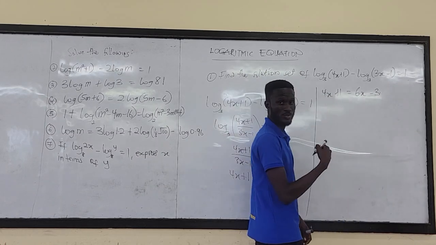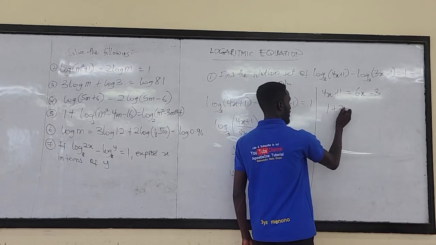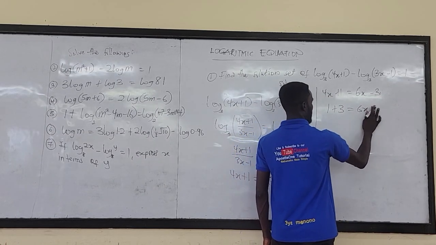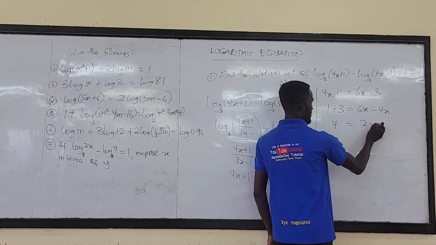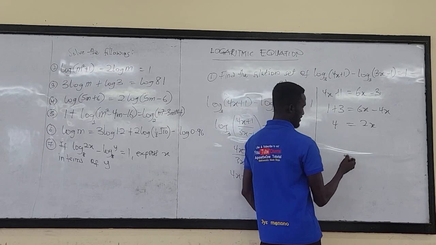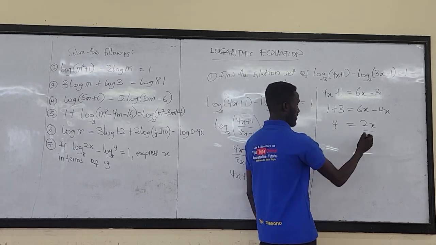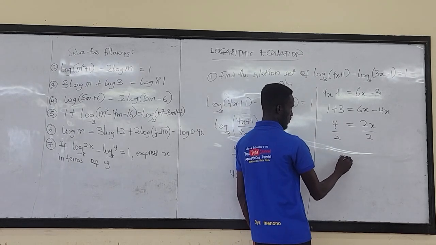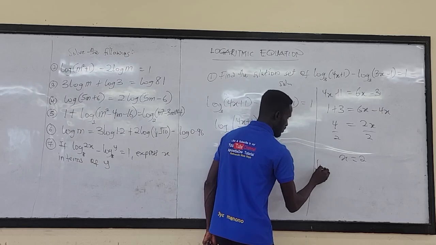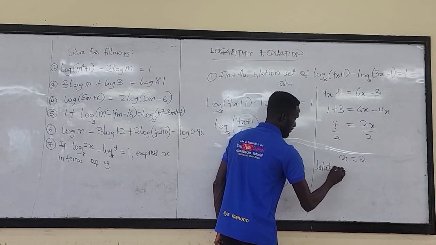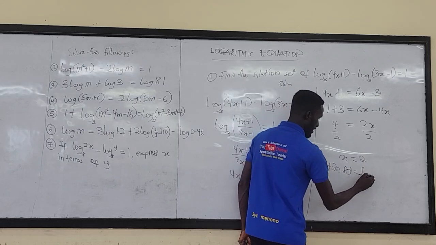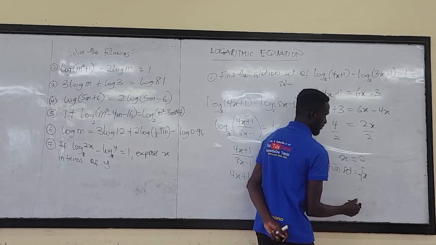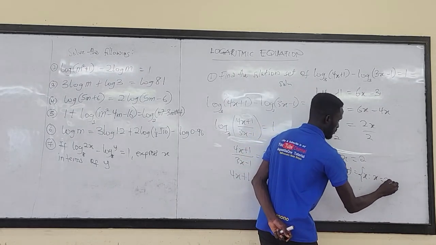Now we can easily group like terms. So we have 1 plus 3 equal to 9x minus 4x. We have 4 is equal to 5x. We divide both sides by 5. So x is equal to 4 over 5. Now the solution set, you need to define it. So x is such that x is equal to the answer.